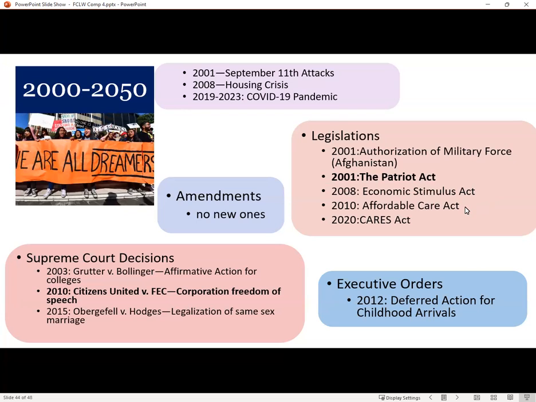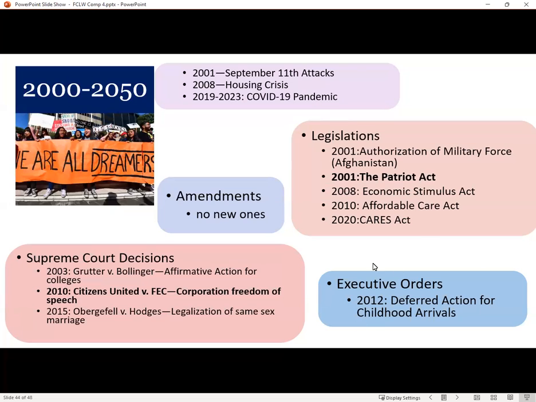The Affordable Care Act is when President Obama gave us a health program that actually did go to the Supreme Court, and parts of it were declared unconstitutional, but other parts were constitutional. So we have parts of it, but not the part where people have to pay for health insurance. The CARES Act directly related to the pandemic.